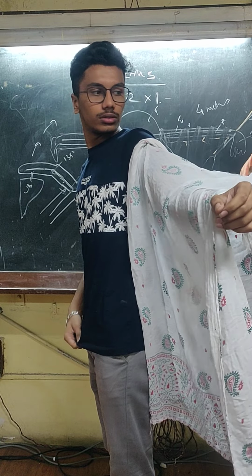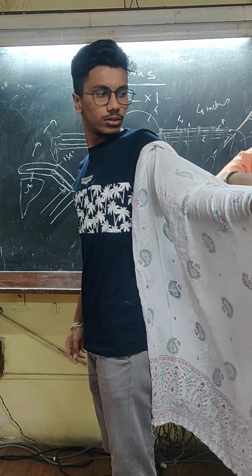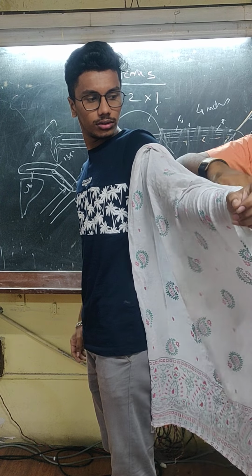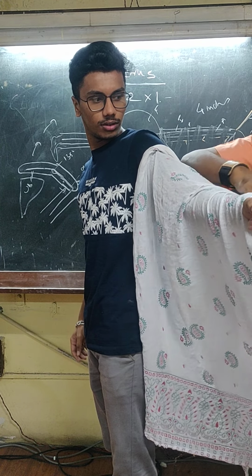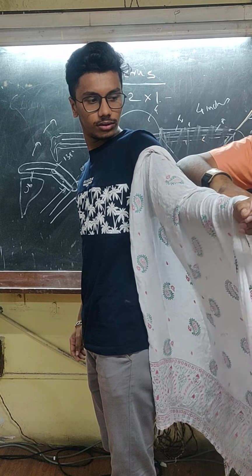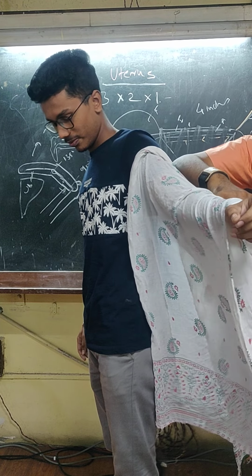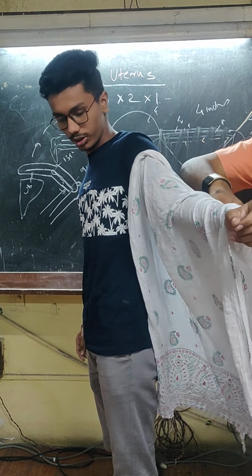Now this part running from the ovary to the posterior layer of the broad ligament is called the mesoovarium. What is it called? Mesoovarium.